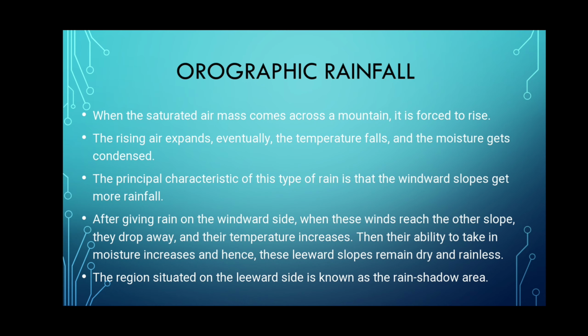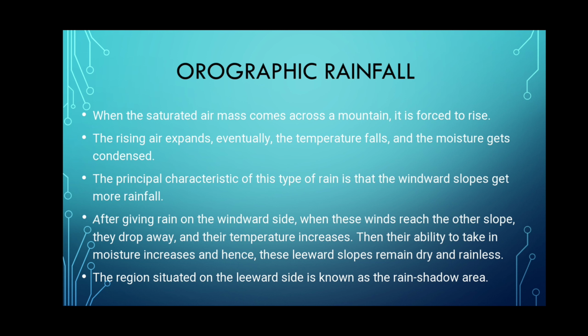Orographic rainfall: when the saturated air mass comes across a mountain, it is forced to rise. The rising air expands. Eventually, the temperature falls, and the moisture gets condensed. The principal characteristic of this type of rain is that the windward slopes get more rainfall.